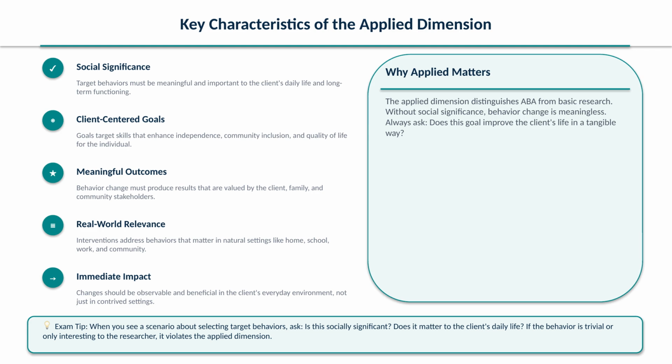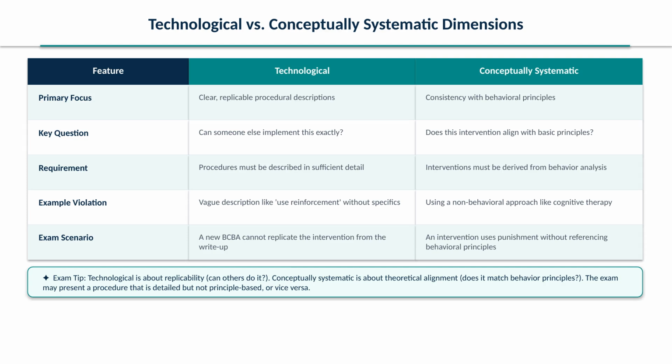On this slide, we're contrasting two critical dimensions, technological and conceptually systematic. A technological intervention means procedures are described so clearly and completely that another trained professional can replicate them exactly. The key question here is, can someone else implement this from the write-up? A violation would be saying, use reinforcement, without specifying what behavior, what reinforcer, or when. On the exam, you'll see scenarios where a new BCBA cannot replicate an intervention due to vague descriptions. That's a failure of the technological dimension.